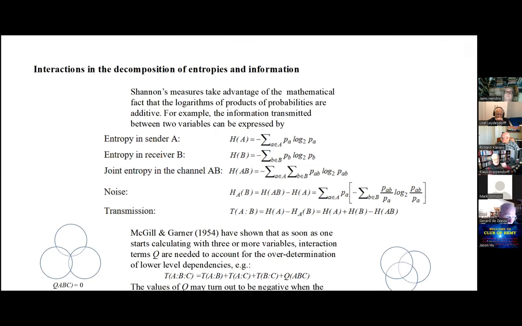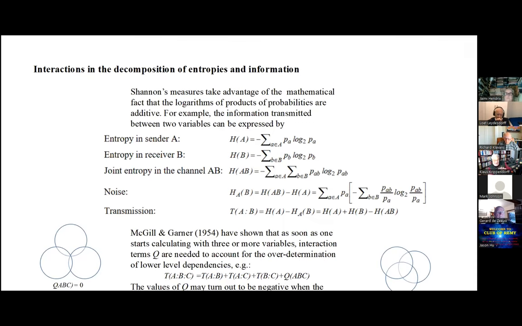Now coming to the actual measurements. These are the measurements of Shannon and developed by McGill and Garner and Ashby, etc. So we have the entropy measures, we have the joint entropy, and then we have the noise measure and the transmission measure. But very important is McGill and Garner in 1954, who have shown that this is not enough. One has to have another measure, namely the interaction between three. When you deal with two things, and Shannon mainly dealt with senders and receivers, when you deal with three things, then there is an interaction between the three, and that is a Q measure.